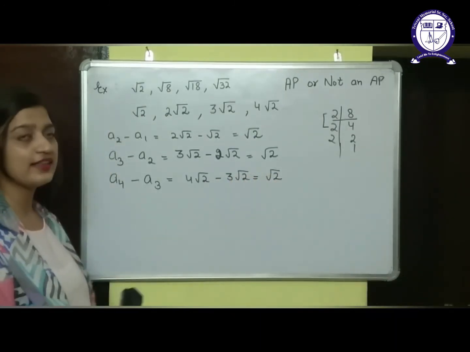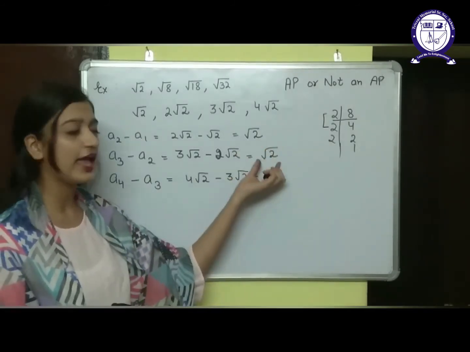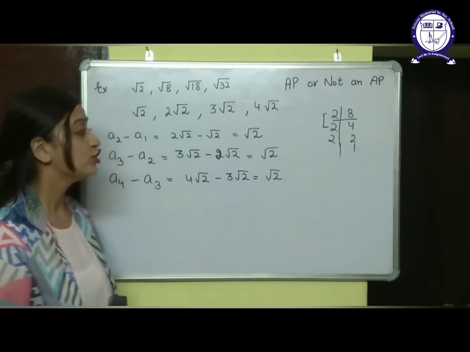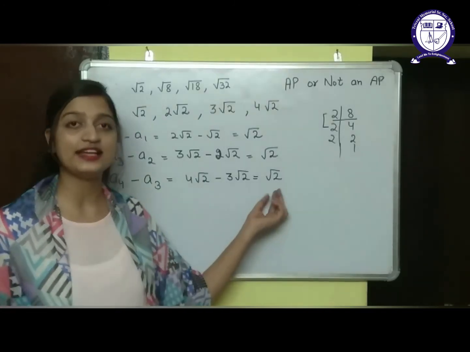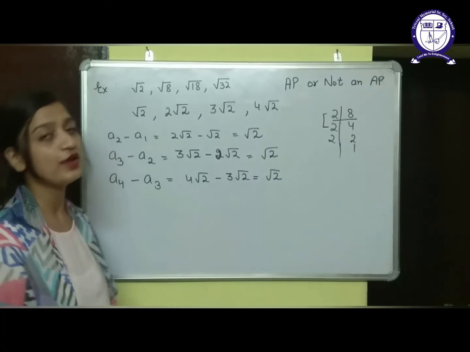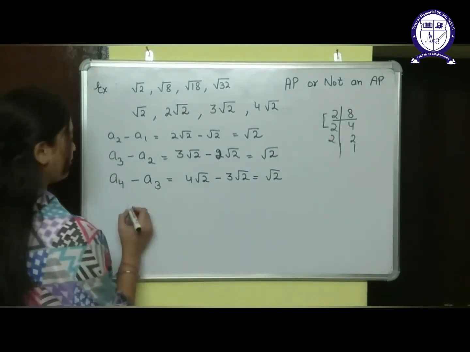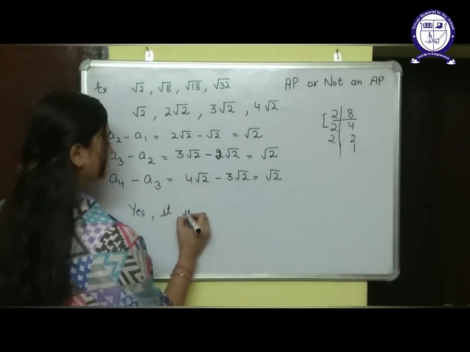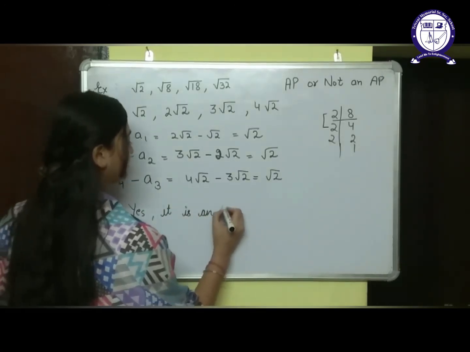So I can see that the values which we get after subtraction are the same at each step. So that's why I can say that it is an AP because they have the same difference. Yes, it is an AP.